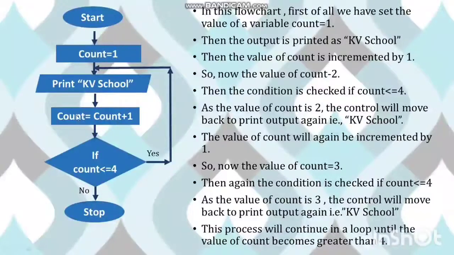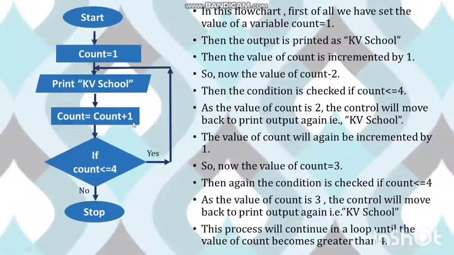So for the first time we have displayed the KB school word. Again when it comes, we are increasing the count value. So now the count value got increased to 2. Now again it is coming to the decision making. If count value is less than or equal to 4. So now the count value is 2. Count value 2, is it less than or equal to 4? Yes, it is less than 4. So when it is yes, again it will go up here and again it will print KB school.